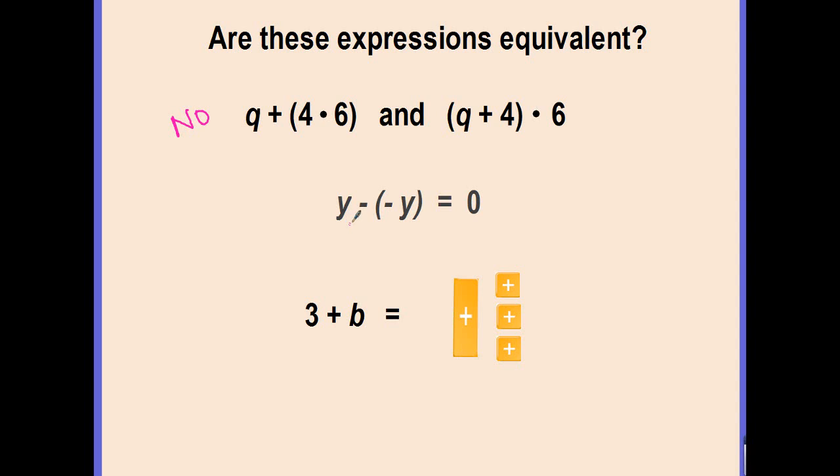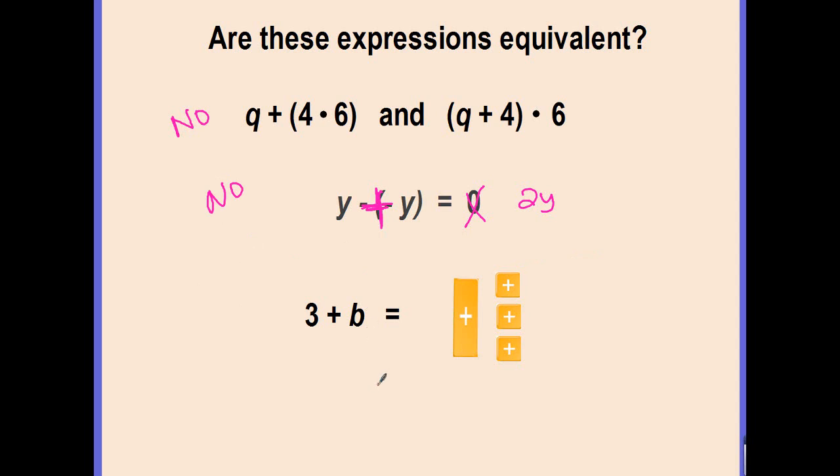Okay, the next one says y minus a negative y equals 0. What happens when you subtract a negative? It turns into a positive. So y plus y, does that equal 0? No, that equals 2y. Okay, so they're trying to do with the integers, making a 0 pair, and it should have been y plus a negative y, not y minus a negative y. So this one is no.